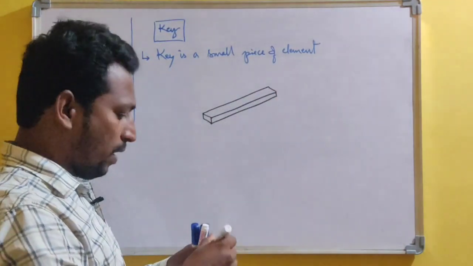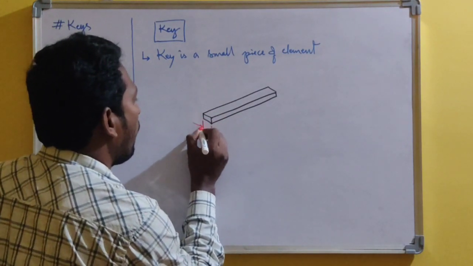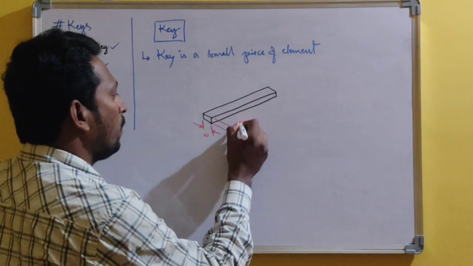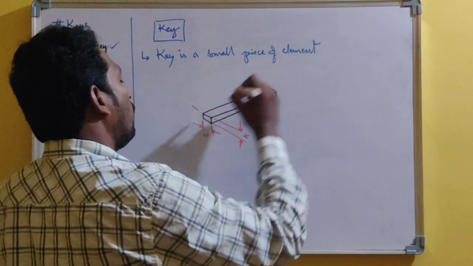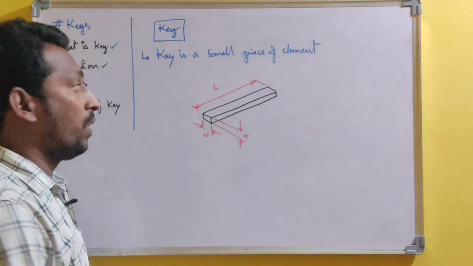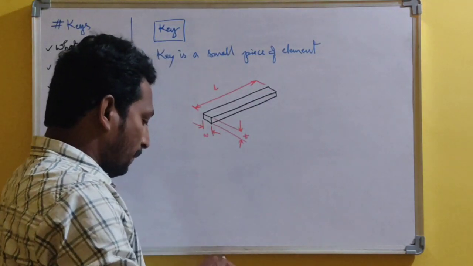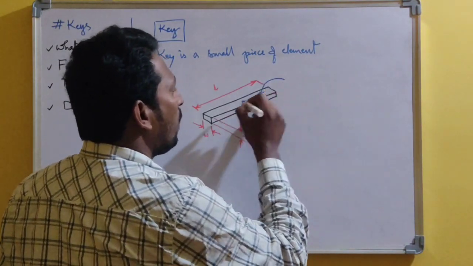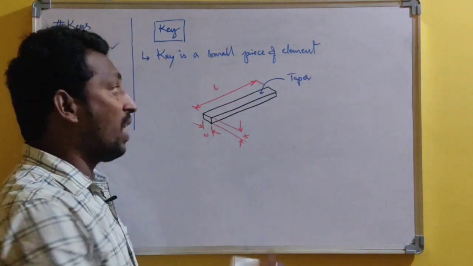This is the key, and the dimensions of this key are: this is the width of the key, this is the thickness of the key, and this is called the length of the key. In the case of keys, there may be a taper at the top surface only. Taper will be provided at the top surface only.